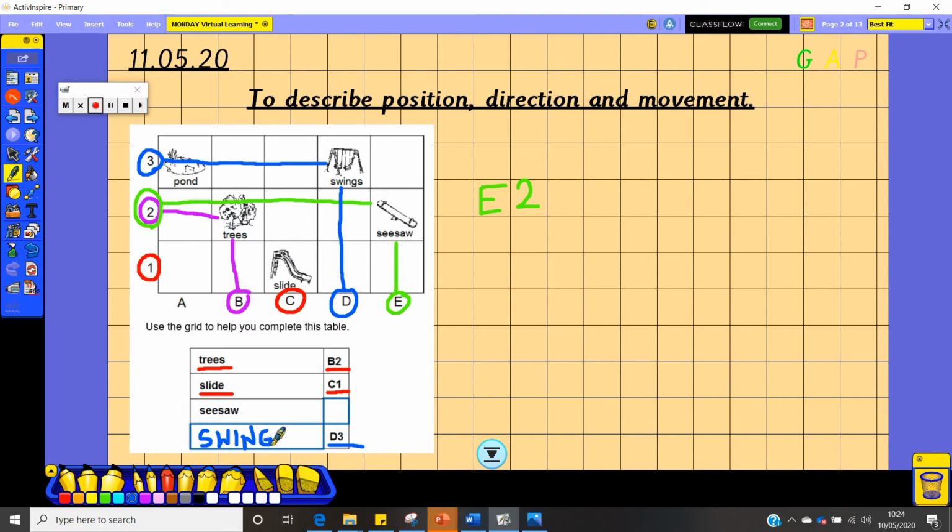Okay, so there's one object on the board that I haven't given you the coordinates for and we haven't talked about. I would like you now just to pause your video and find the one object that we haven't found on the grid and write the coordinates for it before I give you the answers. So pause your video now and see if you can find the object and write the coordinates before I give you the answer.